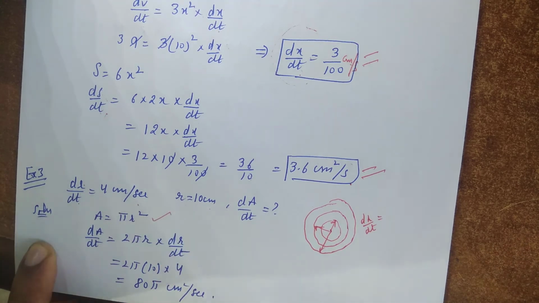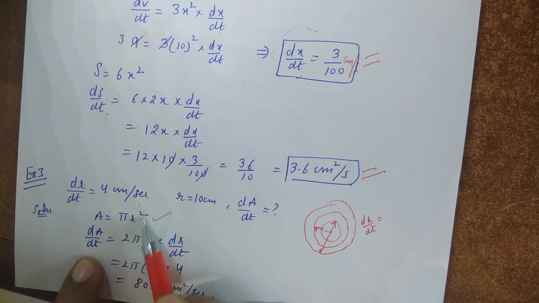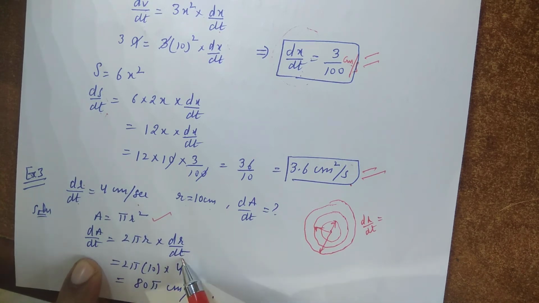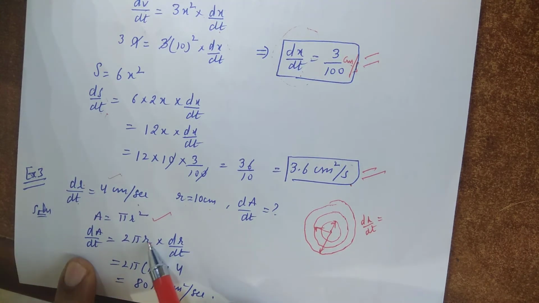Now area is pi r square. dA over dt, the derivative of pi r square, is 2 pi r times the derivative of r, that is dr by dt. So dr by dt is 4, so this is 2 pi, the value of r is 10, dr by dt is 4. After multiplying you will get 80 pi centimeter square per second. This is the rate of change of area.